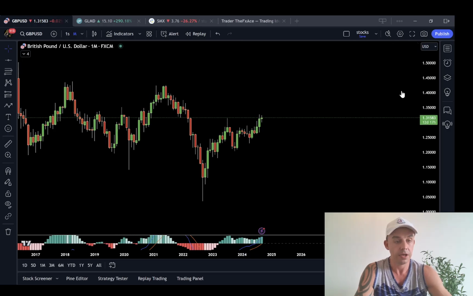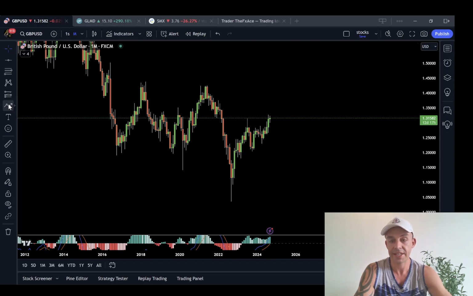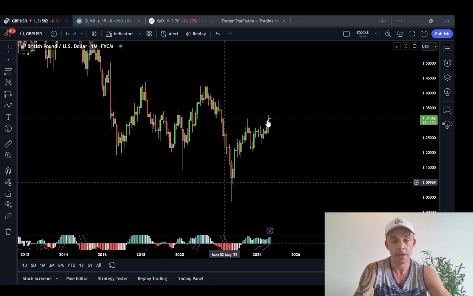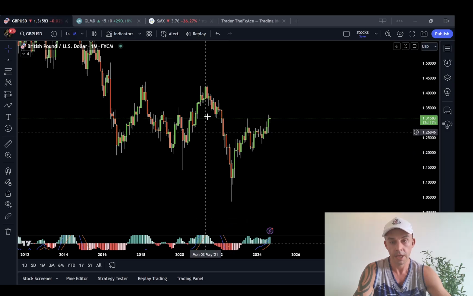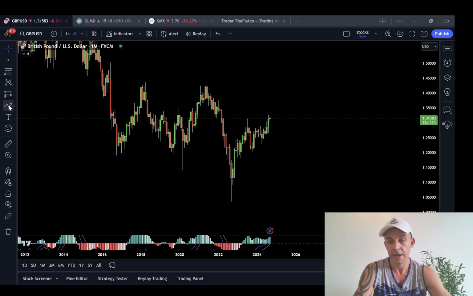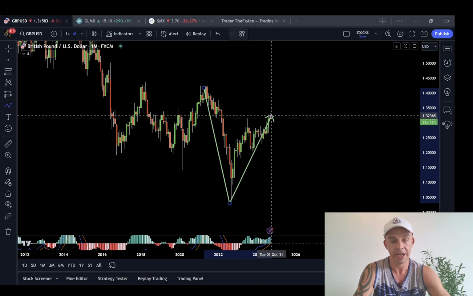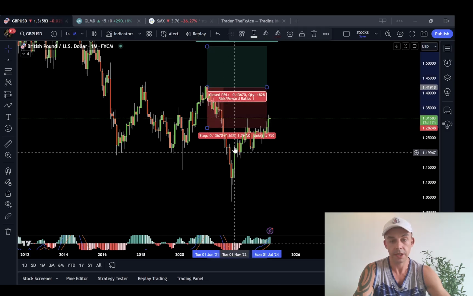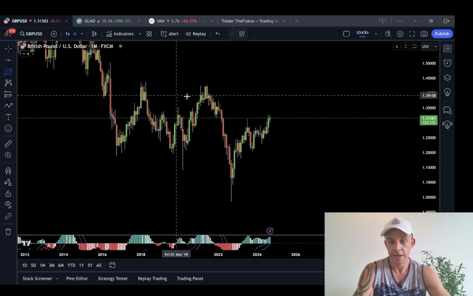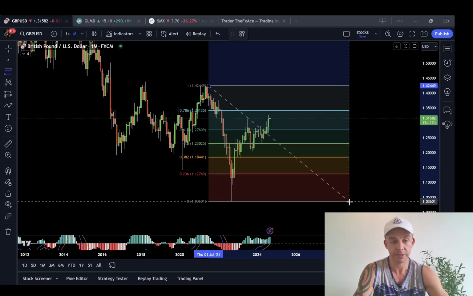So let's look at the monthly charts on the British Pound USD. We are now moving back up from this leg down that started in 2021. It was a huge sell-off from there, and we are now moving back up that leg. So what I want to do first is draw the fib retracement to see where we are with this.